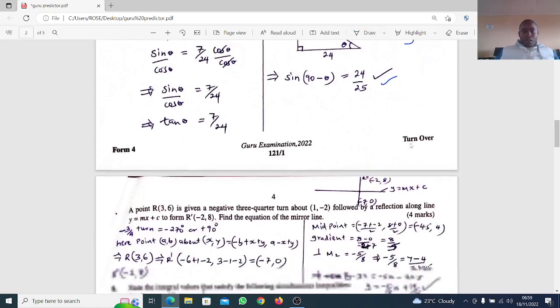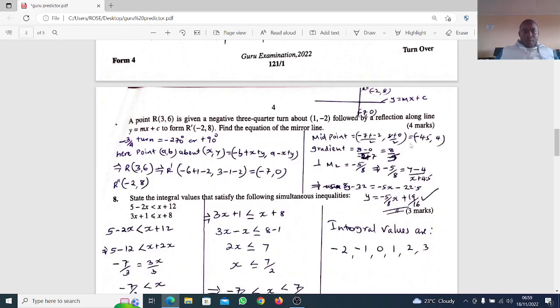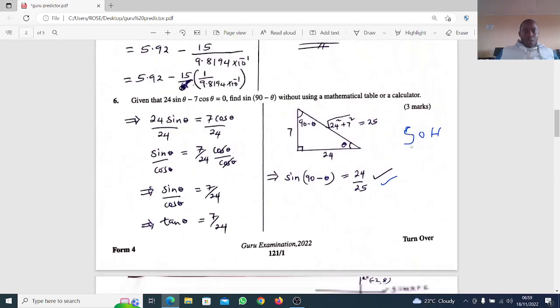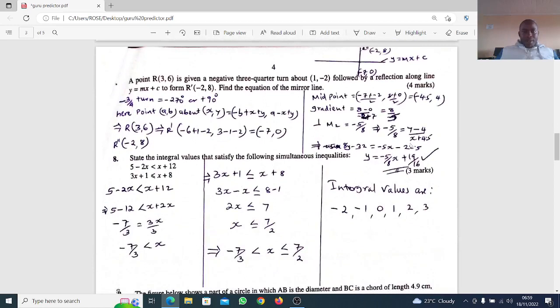We proceed to the next question. That is, we are going to question number 7. Question number 7 is talking about a point R, which is 3, 6, given a negative 3/4 turn about 1, -2. We are used to rotation about the origin, but in this question they are telling us that it is a rotation of point 3, 6 about 1, -2.